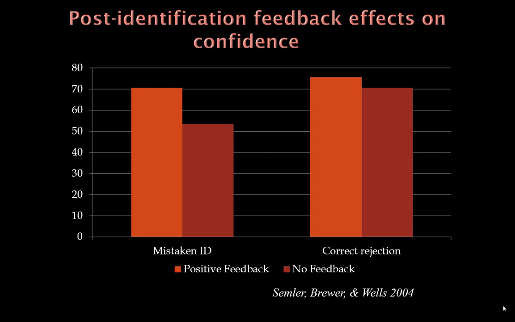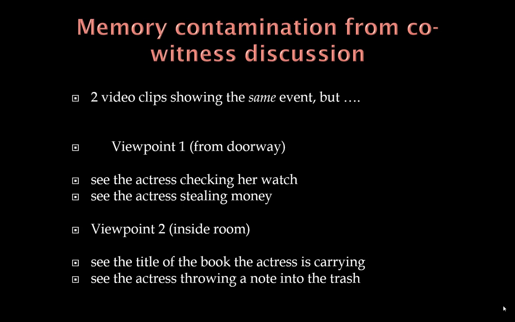Okay, so this is one way in which you can change people's confidence, but there are other ways in which feedback can affect witnesses. One example is memory contamination from co-witness discussion. Now here's a study, and it's a fairly clever method. You have two people come in and they're watching the same event. They're sitting right beside each other.